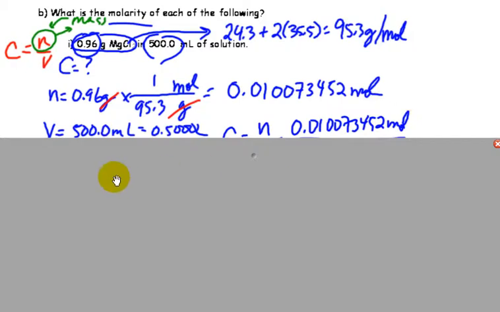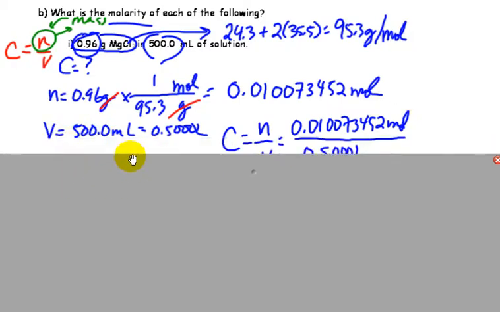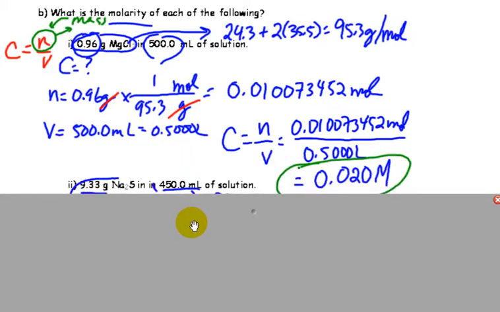And then, of course, 500 mL, move the decimal 3 places to the left, 0.5 liters. So that lends itself to 0.011073, that long number, over 0.5, 0.020 molar. 4 sig figs, 2 sig figs, so my answer has 2 sig figs.